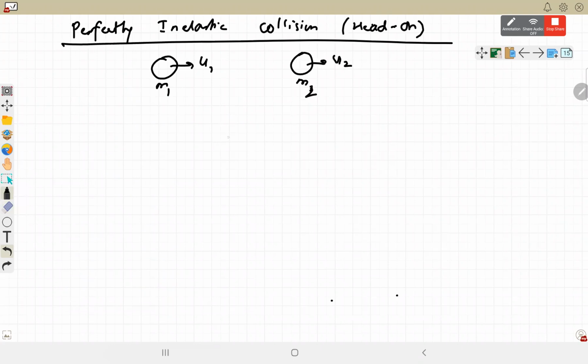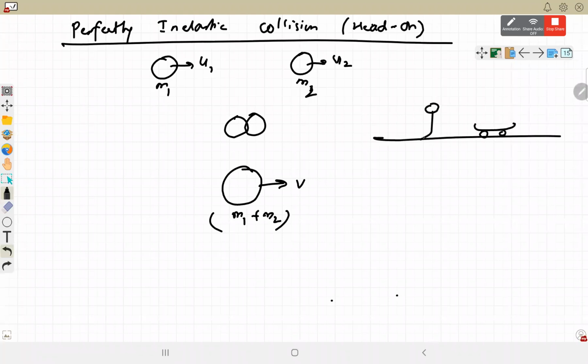Again, u1 should be greater than u2. At the time of collision they both get deformed and make one single mass m1 plus m2, like a bullet going into a wooden block. It gets completely embedded, or a child running and then jumping on a skateboard. So that is a similar case. If the child jumps on a skateboard, it becomes a single mass which will be moving with the same speed. Momentum conservation is always applicable.